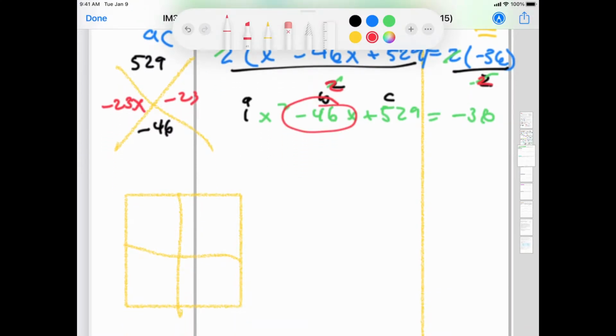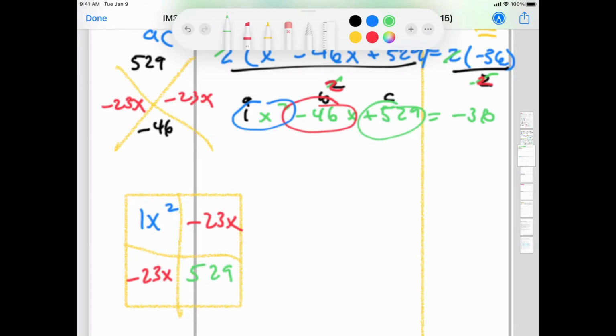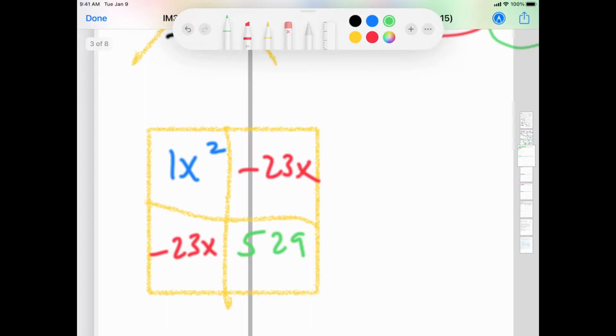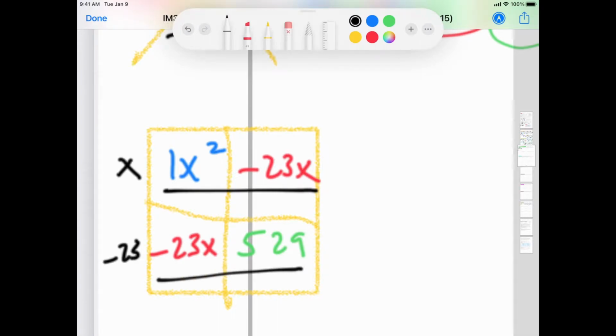So this will be negative 23x. They will always go here on the bottom left and the top right, always. 1x squared and 529. Let's go ahead and take the greatest common factor. Going this direction, they have an x in common. In this direction, they have a negative 23 in common. Going up here, they have an x in common. And in this direction, they have a negative 23 in common.